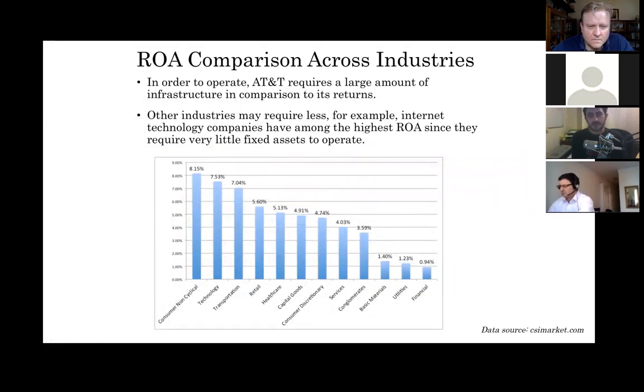Here I charted the different sectors. Maybe sector is a better term than industries because there are many industries within the same sector. What we see is that between the different sectors, the ROA ranges from 1%, which is the financial sector on the left, up until 8%, which is the consumer non-cyclical products. With an average of 4%, AT&T falls pretty much in the middle.